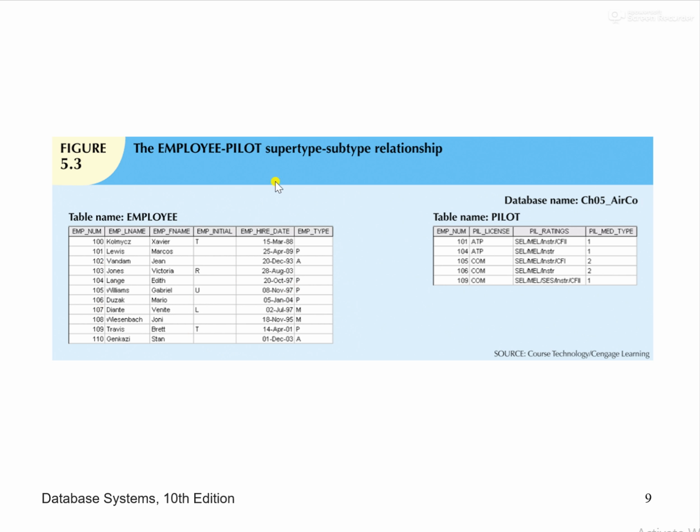So employee becomes a supertype and pilot becomes a subtype. The attributes which are in employee are also part of pilot; pilot inherits those attributes, although it is not written over here in this table. It is inheriting because pilot is a subtype, so it inherits all the attributes of employee plus its own unique attributes like pilot license, rating, and medical type, and both tables will have the same primary key, that is employee num.